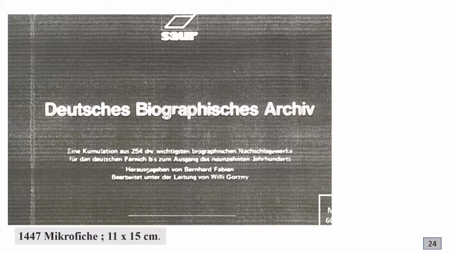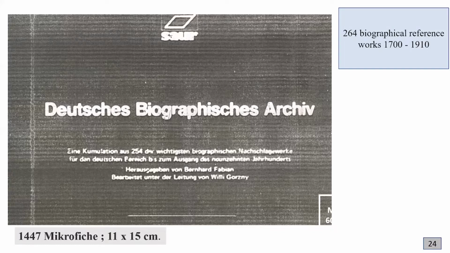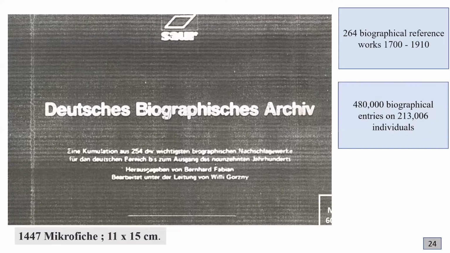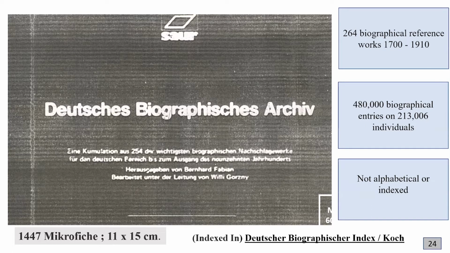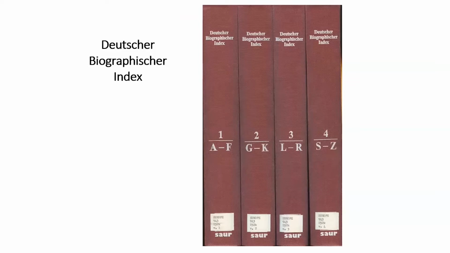1,447 microfiche. It contains 264 of the most important German language biographical reference works published between 1700 and 1910. It contains 480,000 biographical entries covering 213,006 individuals. It is not indexed or alphabetical, but it is indexed in a different resource called the Deutscher Biographischer Index, or the German Biographical Index. What is the Deutscher Biographischer Index?